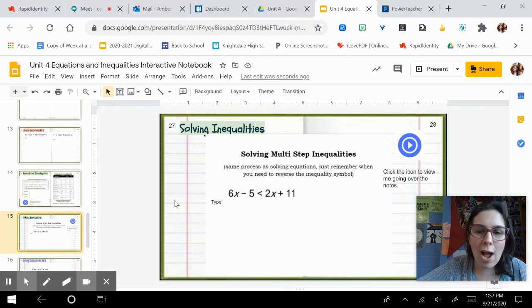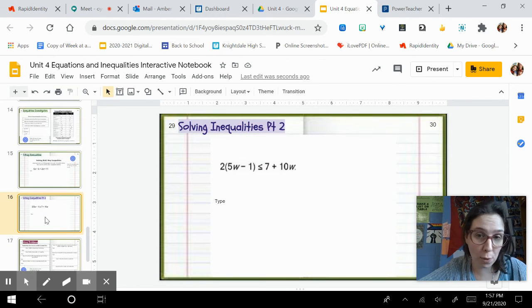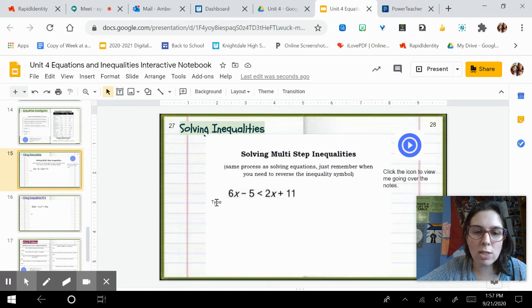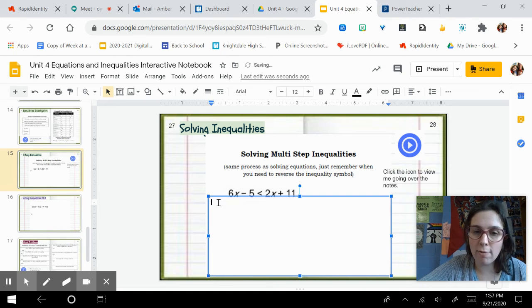All right, so I want to go over this example quickly, that way you can do the next example on your own, okay? I want to show how we can solve this: 6x minus 5 less than 2x plus 11. Again, we go through the list. Do I need to distribute or do I need to combine like terms? Nope, I'm good. So then I can go ahead and get the x on one side.